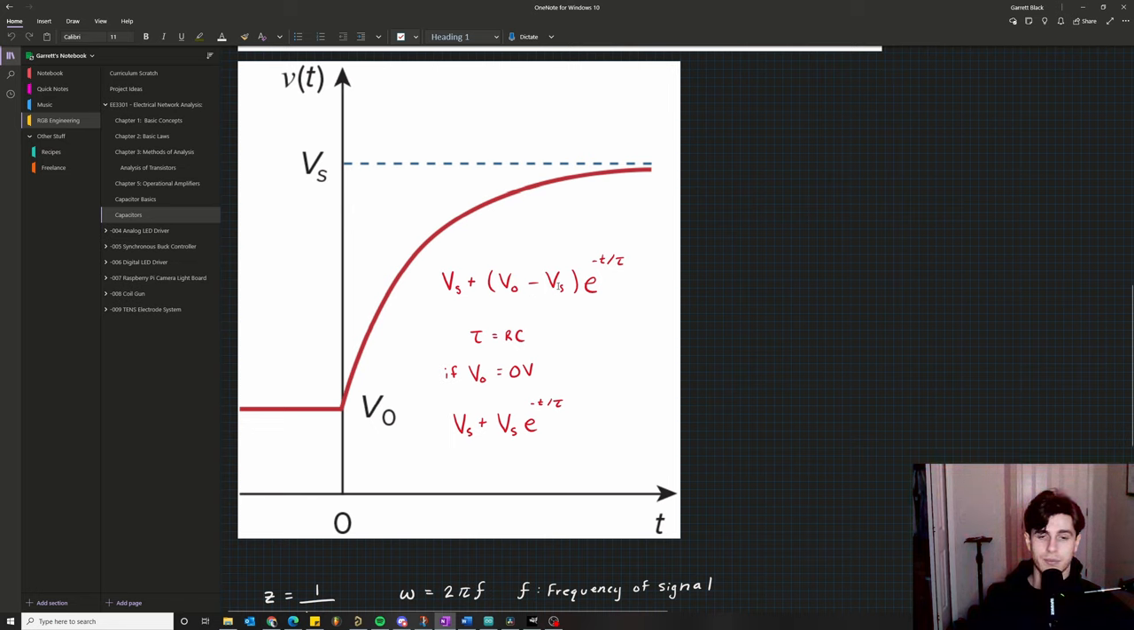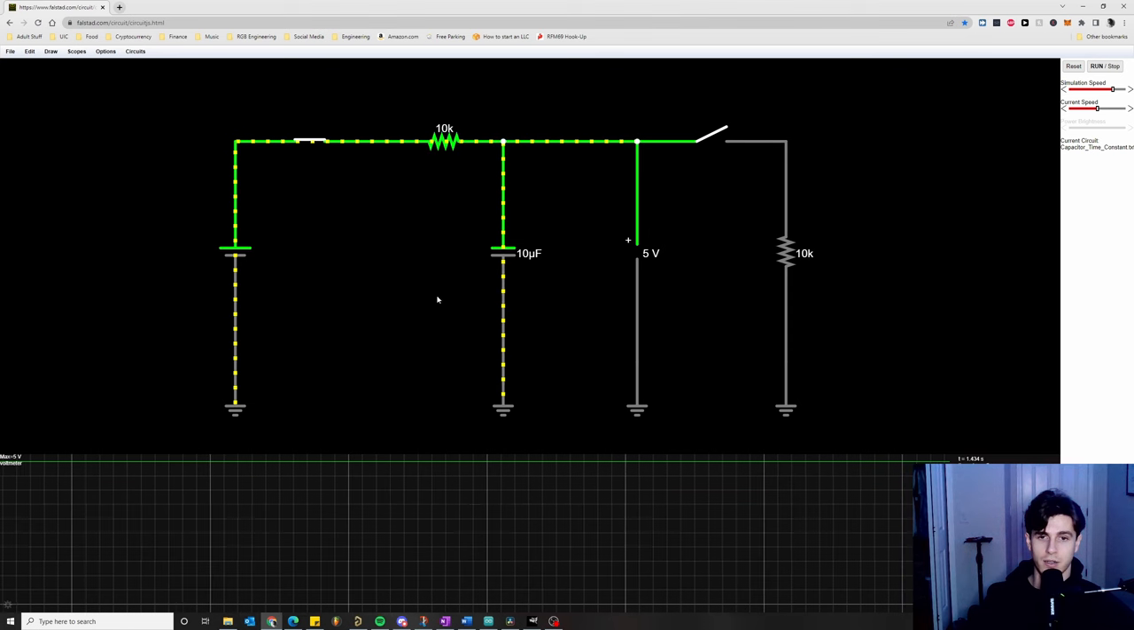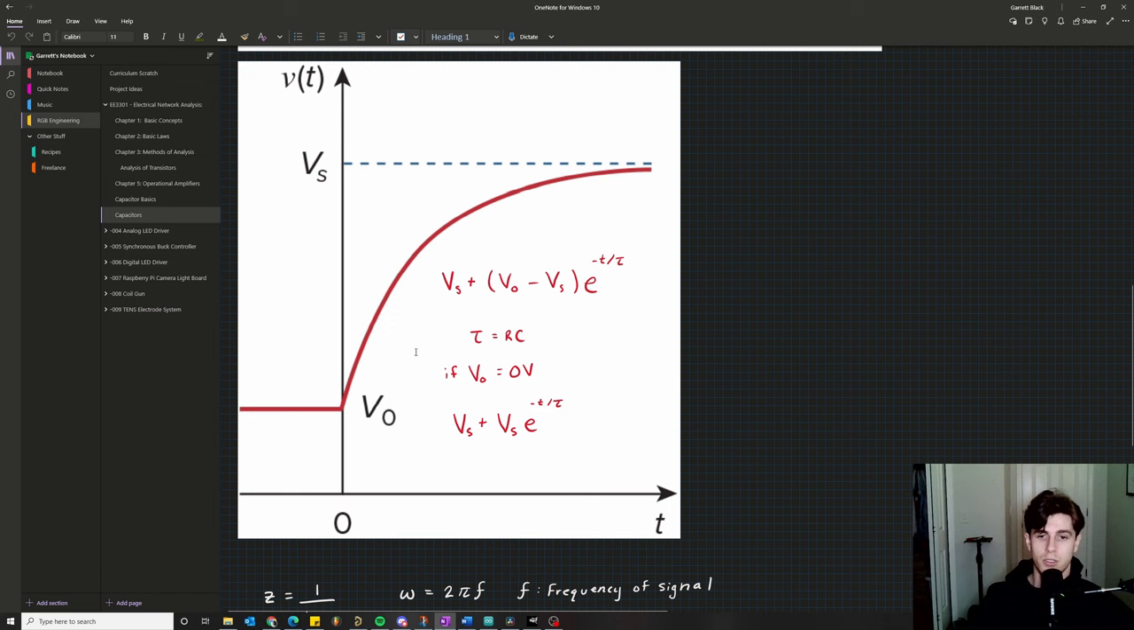And then you have V steady state over V supply, times our quantity e to the negative t divided by tau, and tau is our time constant, which is the resistance of our resistor times the capacitance of our capacitor. In our case, it was 10 kiloohms times 10 microfarads. So if V naught equals 0 volts, you can simplify this equation down to Vs plus Vs times this whole quantity right here, and that's what forms the shape of this curve.